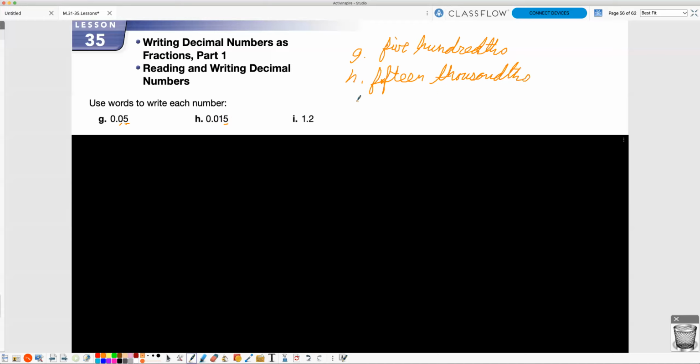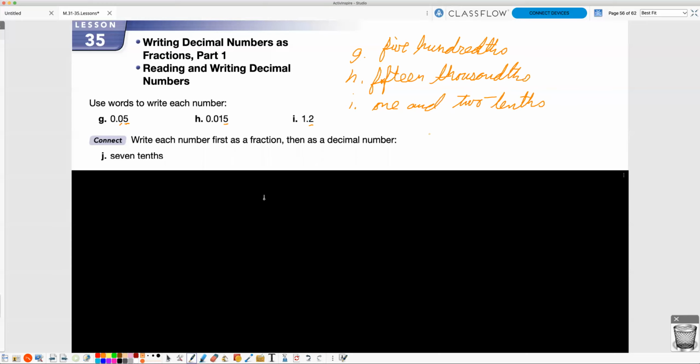Letter I. This should be 1. And then you need to write the decimal portion, which is and then this would be 2. And what place value is the 2 in? It looks like it's the tenths place.